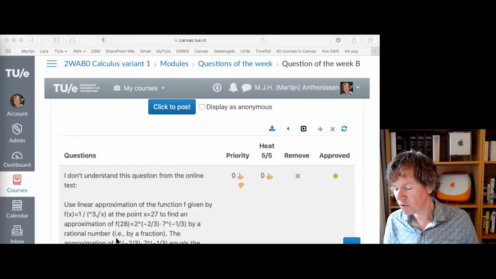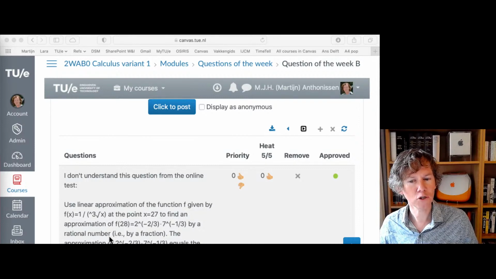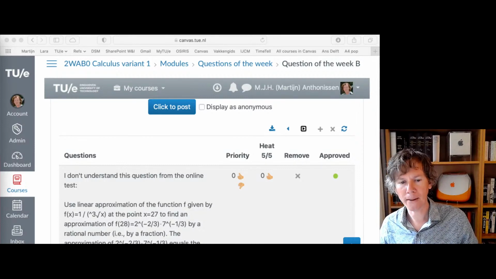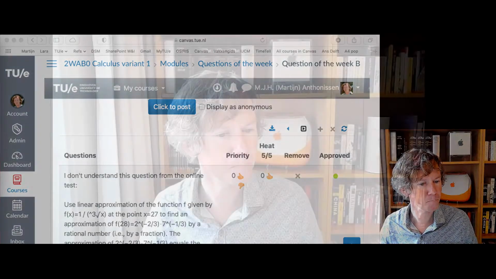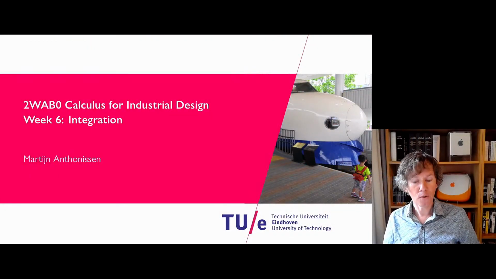Now, before I start talking about integration, I'm going to look at two introductory examples, to hopefully convince you that this is an important topic. So let's see.